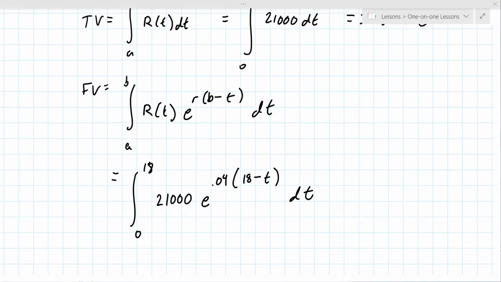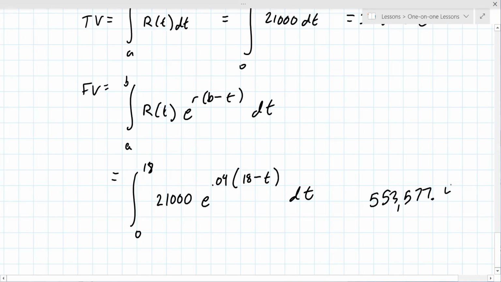It didn't give me any decimal places. Oh no. The calculator I'm using didn't give me enough decimal places. I got 553,577.4356. Okay, so about 4.4.